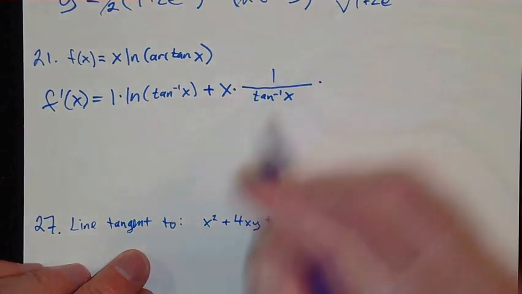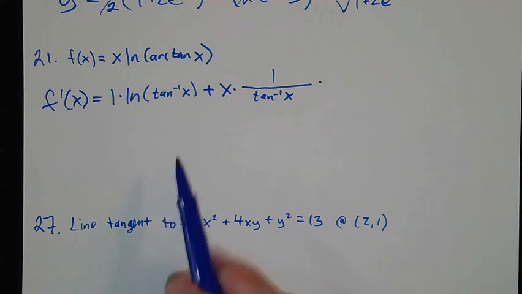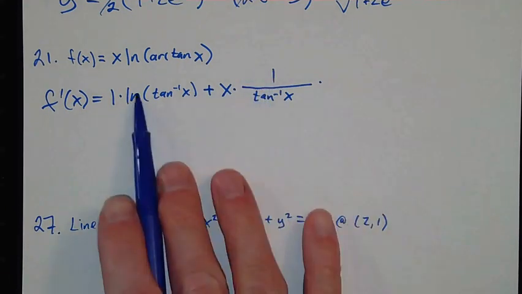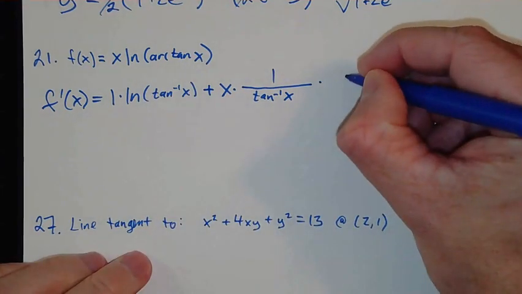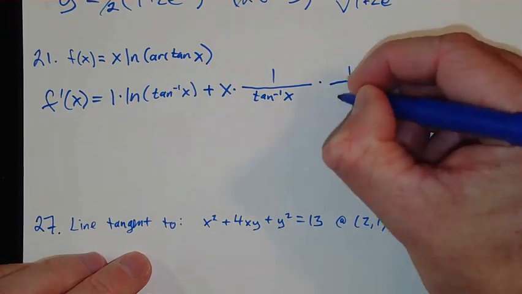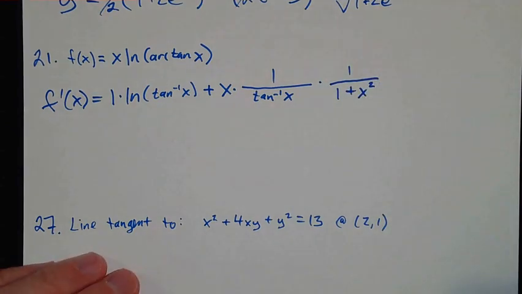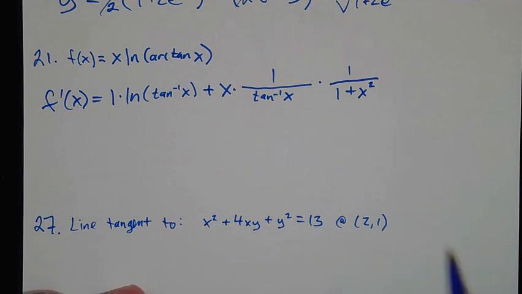Times the derivative of the something. Let's see, the derivative of the natural log of that stuff is 1 over that stuff times the derivative of that stuff, and the derivative of inverse tangent is 1 over 1 plus x squared. Remember, you will have a formula sheet on the common exam, so don't waste too much time memorizing. Spend your time practicing this stuff.